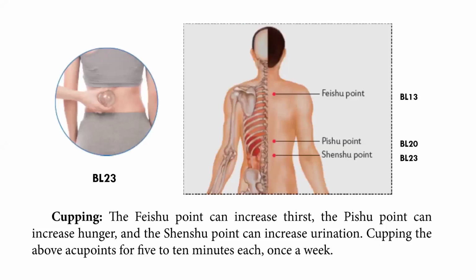Cupping. The Fisher point can increase thirst, the Fisher point can increase hunger, and the Shoe point can increase urination. Cupping the above acupoints for 5 to 10 minutes each once a week.